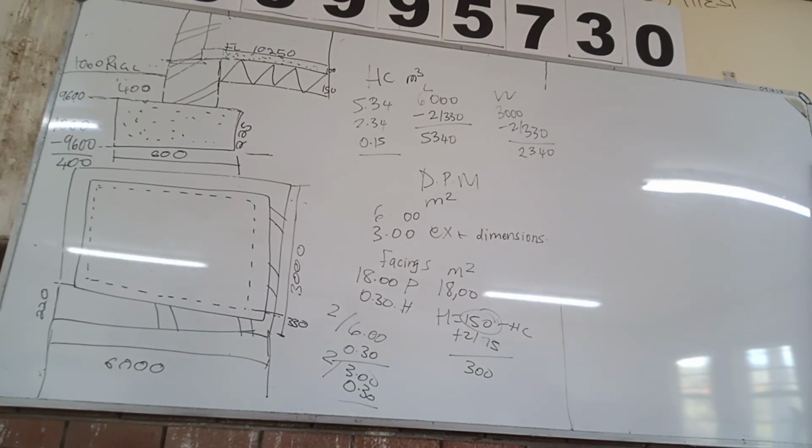So you either use perimeter and height. For the perimeter, you use the external one. For the height, you take the hardcore plus 2 courses. One course is 75, so 2 courses is 2 times 75.